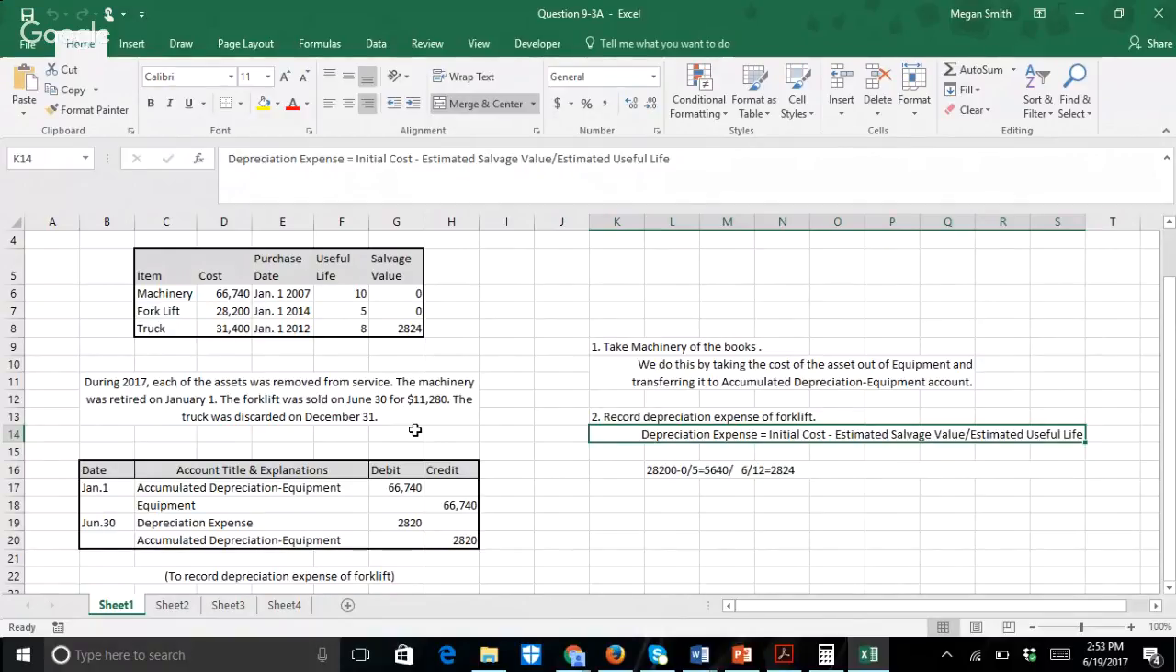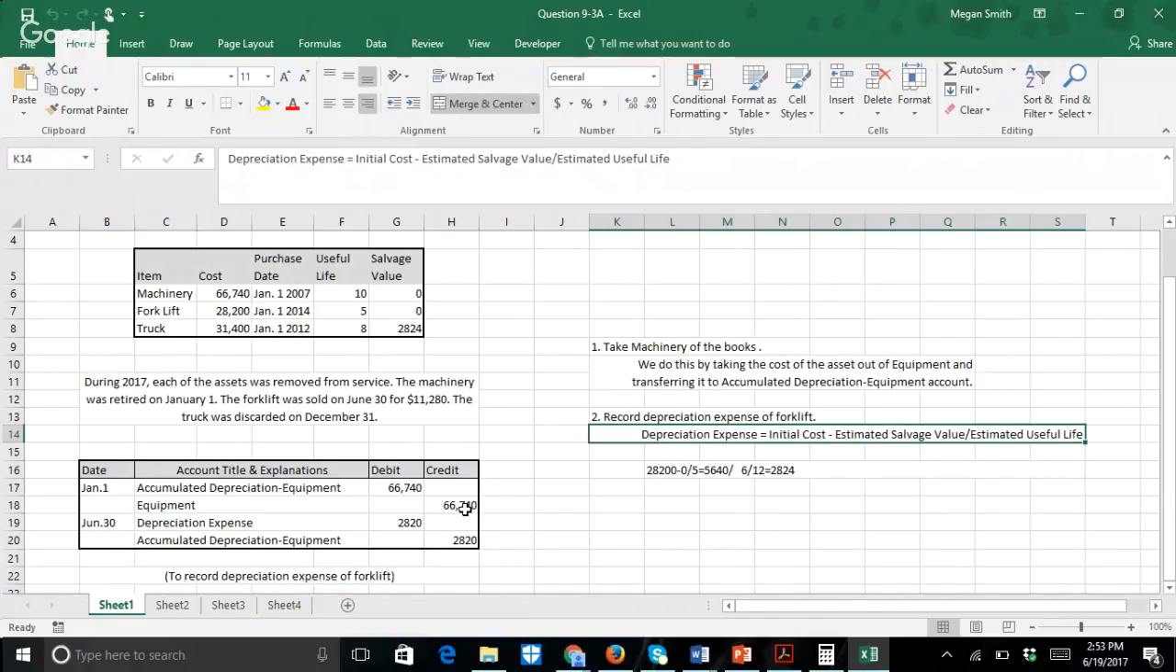The machinery was retired on January 1st. The forklift was sold on June 30th for $11,280. The truck was discarded on December 31st. So the first thing we want to do is to take the machinery off the books. We do this by taking the cost of the equipment and transferring that into the accumulated depreciation equipment account. So we're going to debit this account and we're going to credit the equipment account, taking that out.